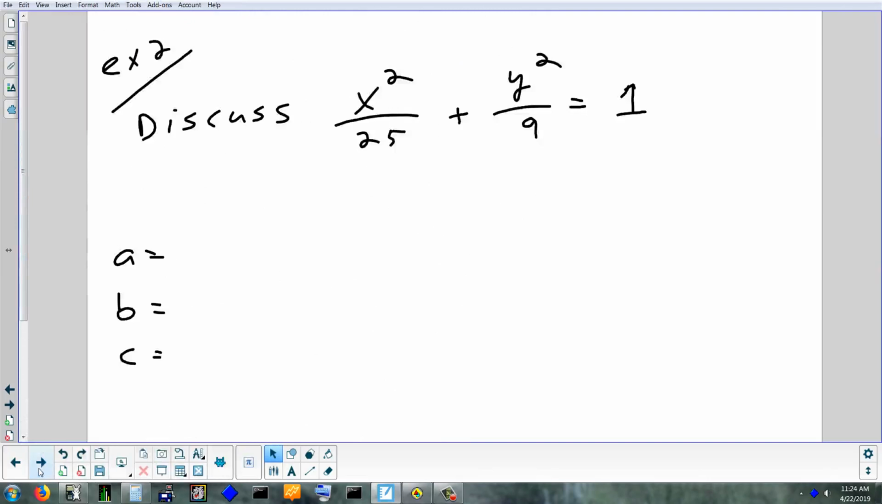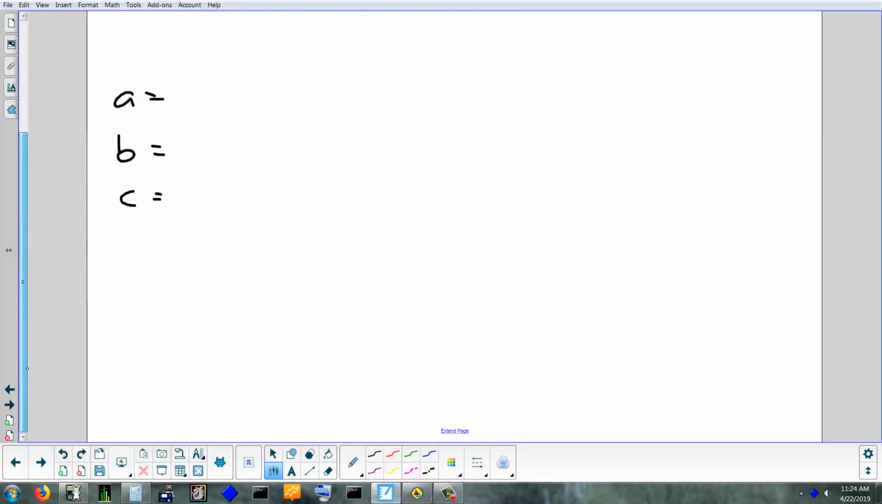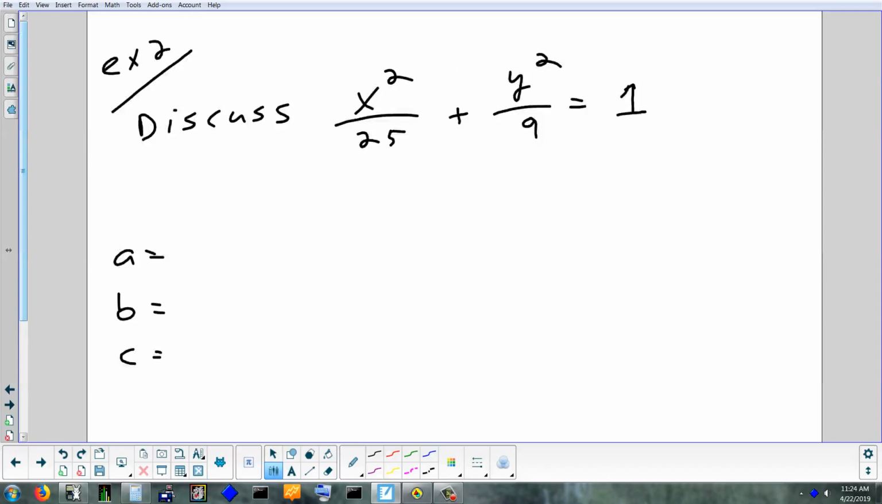Let's look at this one. So this one they want us to discuss. So there's the equation. Discuss is usually going to mean to describe which way the major axis goes, where are the vertices, where are the foci, and where's the center. Now, to do all of that, you should always get A, B, and C first. Looking at my equation, I have enough information to directly get what 2 letters? Yep. I don't have enough information for C, but I can find C later.